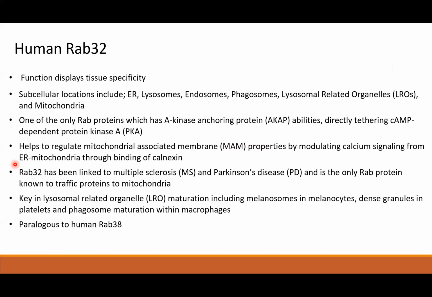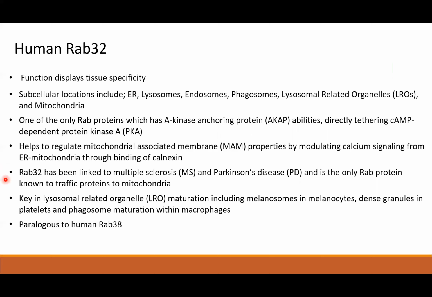So what that means is the ER has one side that faces the mitochondria and can often become stressed due to reactive oxygen species being released from the mitochondria. And so Rab32 has been found to regulate this by modulating the calcium signaling from the ER to the mitochondria. And it does this via movement and binding of calnexin.